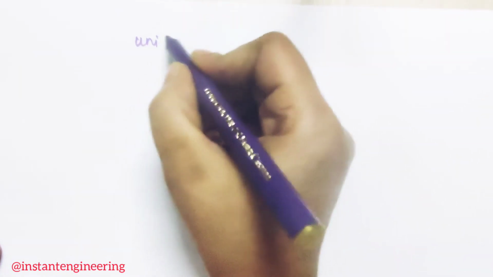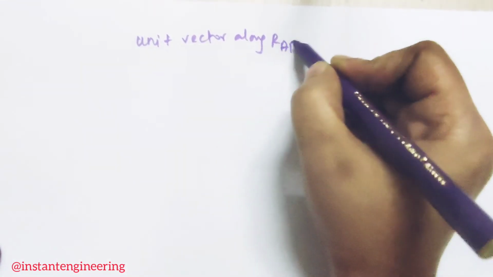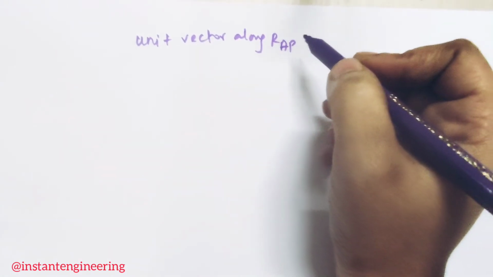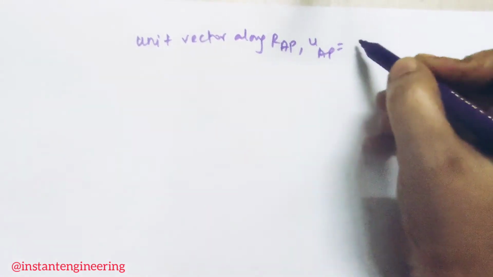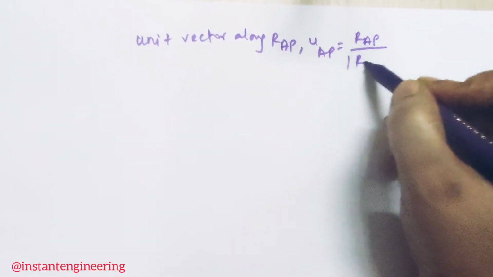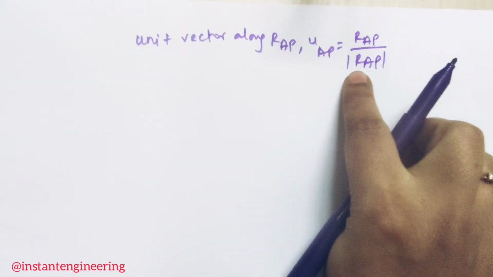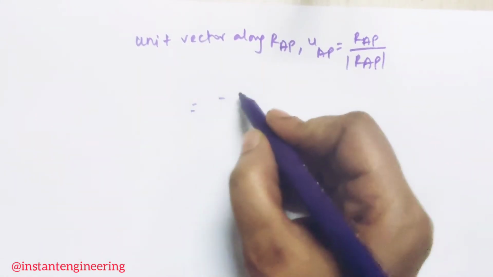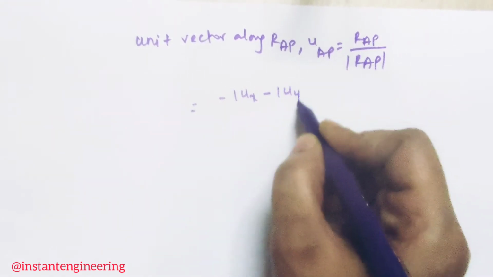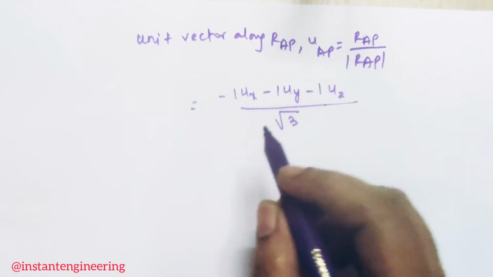Next is the unit vector along RAP. Like for all the problems we did from the first chapter, same steps here also. UAP is equal to RAP by modulus of RAP. Modulus of RAP is nothing but the magnitude of RAP, which we just got, root 3. We substitute here RAP, which we just did: minus 1 ux minus 1 uy minus 1 uz divided by root 3. So this you got.